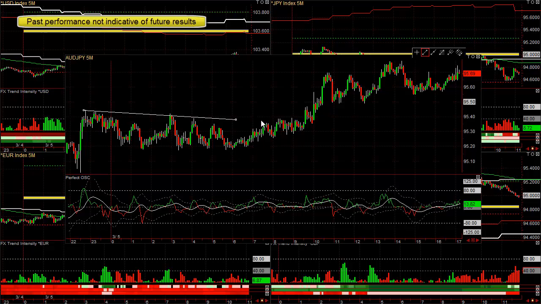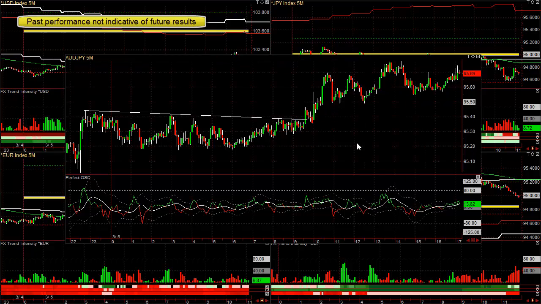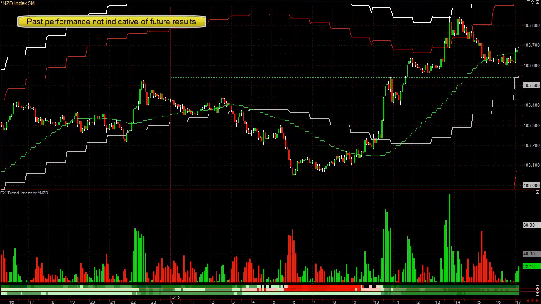And pretty much it never really busted out through these highs until about an hour and a half later. And you can see it went from 95.40 all the way up to 95.80. That's a 40 pip move. More than likely you would have gotten into it and only made 15 to 25 pips and gotten out of that trade. Pretty dead market. Let's try to find one that was actually weak at that time.